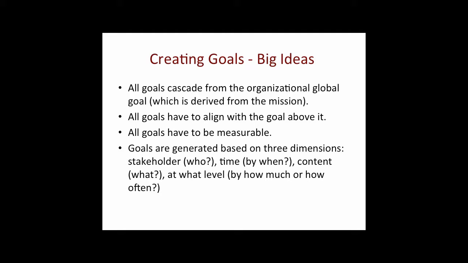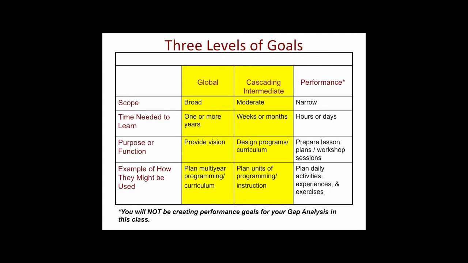Okay. All goals have to align with the goal above them. We talked about that with the cascading goals. All goals are measurable, and goals are normally written or generated based upon these three dimensions: who is going to do what, by when, and then by how much. In other words, it has to be measurable. So there are three levels of goals.